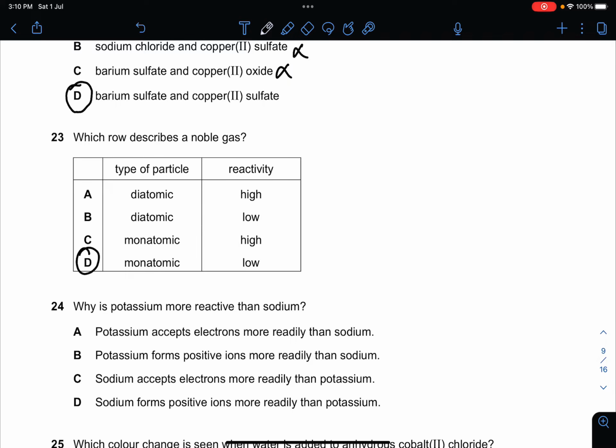Okay, why is potassium more reactive than sodium? Because it reacts easily, because it becomes much easier to form a positive ion, because it's easier to lose electrons. So the answer would be B. Potassium forms positive ions more readily than sodium.